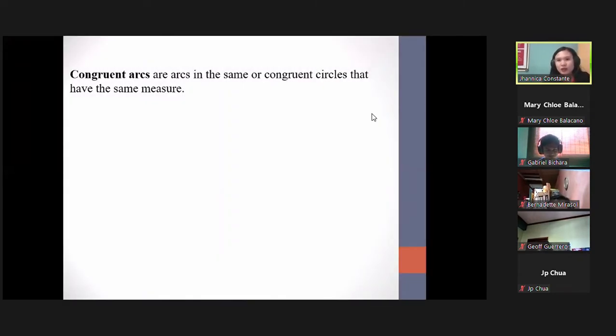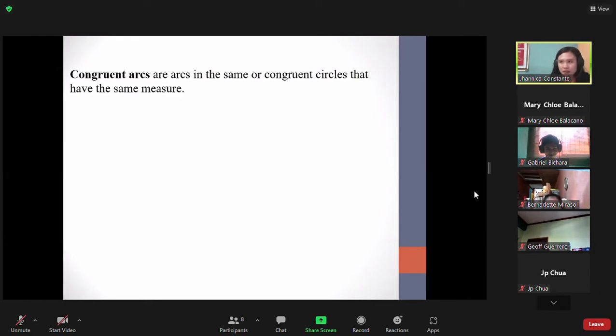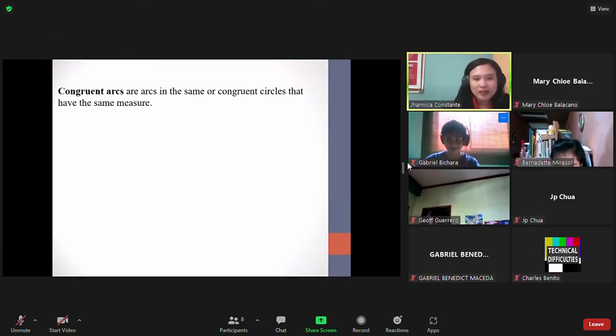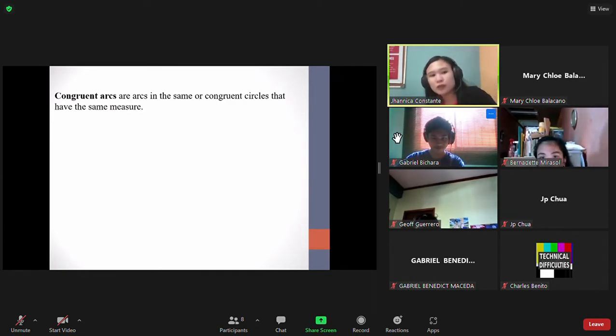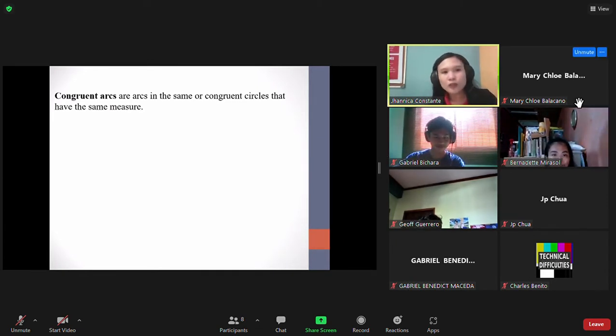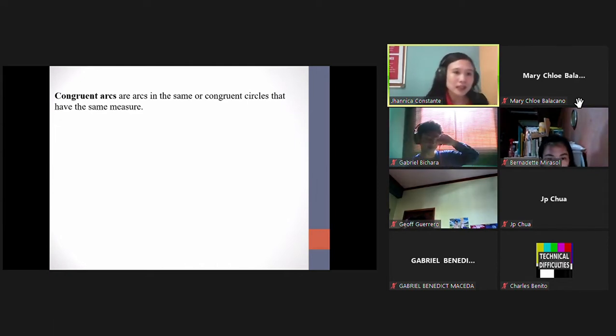Congruent arcs are arcs in the same or congruent circles that have the same measurement. We have the postulate or theorem about congruent arcs. You can only identify congruent arcs if they have congruent central angles, since we find the measure of an arc by looking at the central angle of our circle. So if we have congruent central angles, that means we also have congruent arcs.